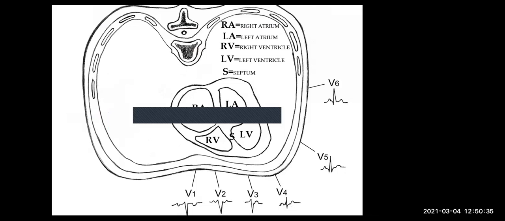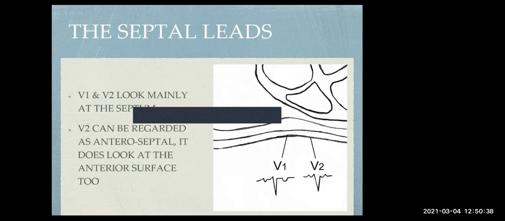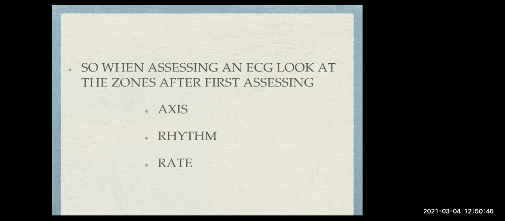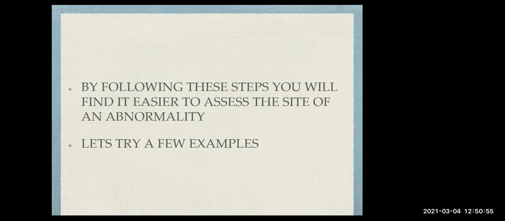So let's go through to the next part. All right. So as we said, V1 and V2, we've been through. V3, V4, and then V5 and V6. So they are called the lateral leads. All right. So basically, when assessing an ECG, we look at the zones, we assess the axis, the rhythm, the rate, and then the last thing we do is we go to the zones and we see. By following these steps, like I say, you'll find it easier to find the site of an abnormality.